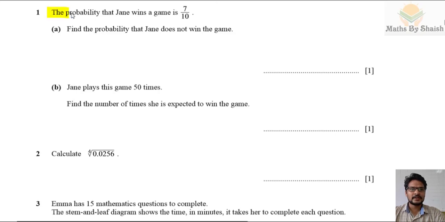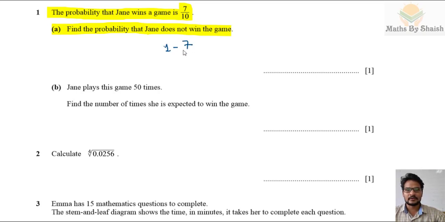The probability that Jane wins a game is 7/10. Find the probability that Jane does not win the game. So it's like a complement of this, and this question could have been like: Jane does not win a game, the probability is 7/10. So what would be the probability of Jane winning the game? So it is just a complement, 1 minus 7/10, and that is going to be 3/10.